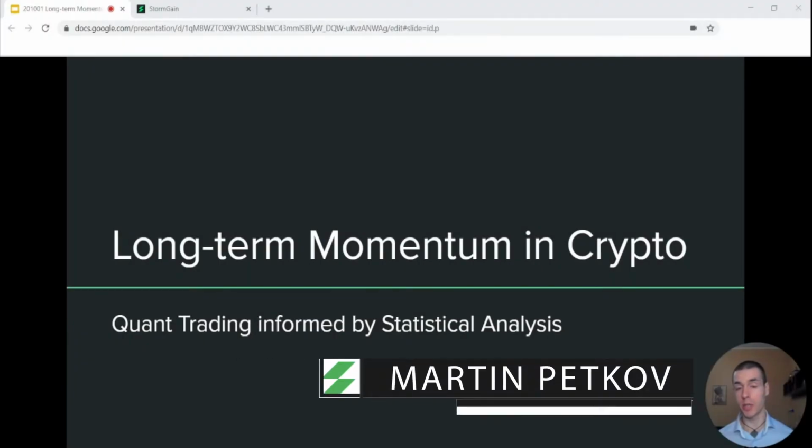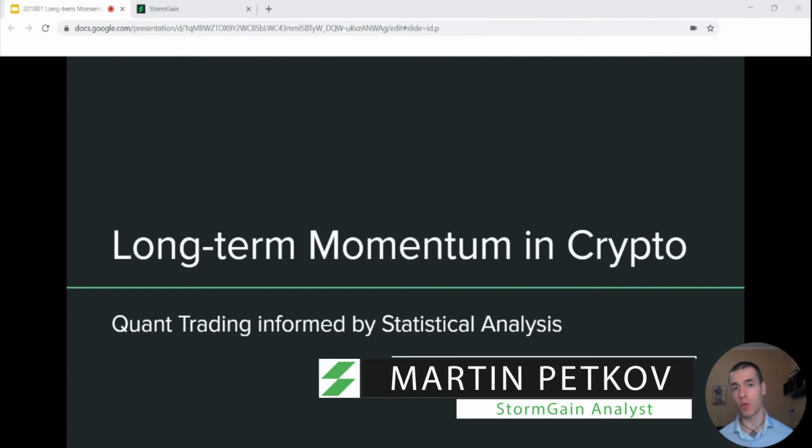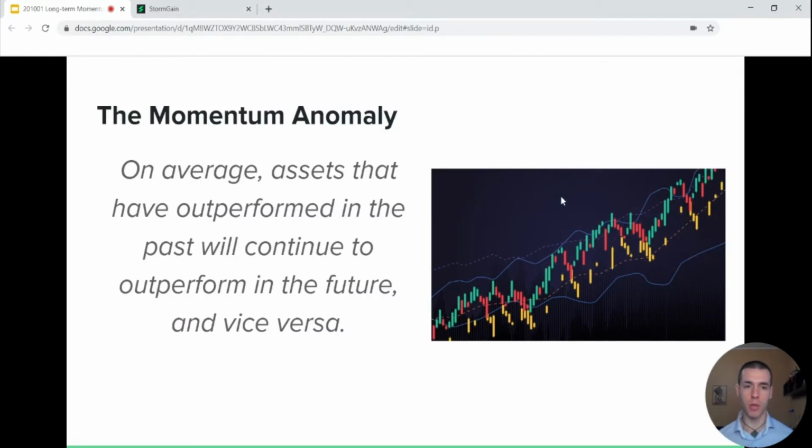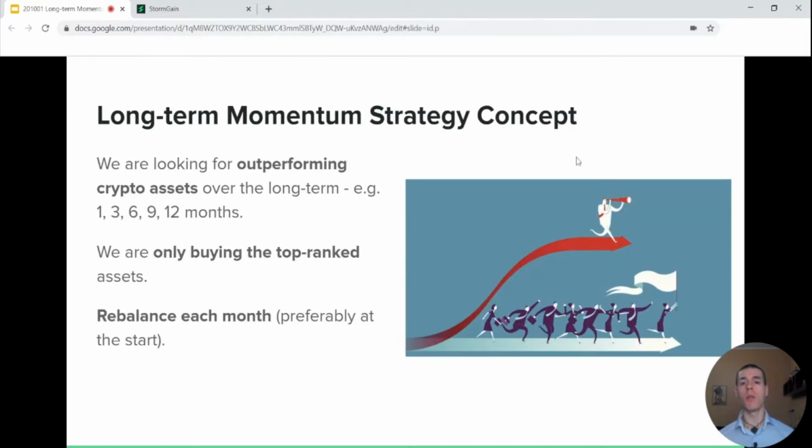We're continuing our discussion on momentum in cryptocurrencies, but today we're looking at the long-term strategy where you can execute a quant trading approach informed by statistical analysis. As a reminder, the momentum anomaly suggests that on average, assets that have outperformed in the past will continue to do so in the future and vice versa. And a long-term momentum strategy has the following concept.